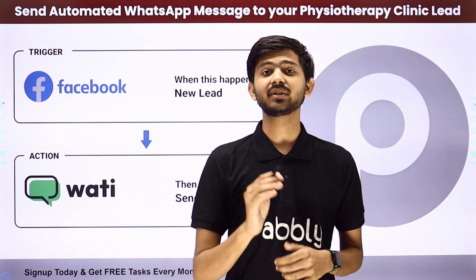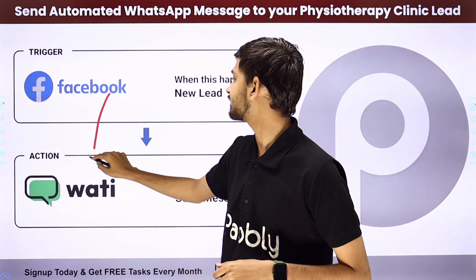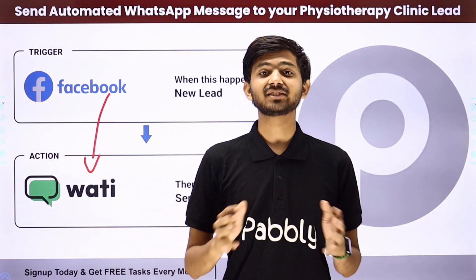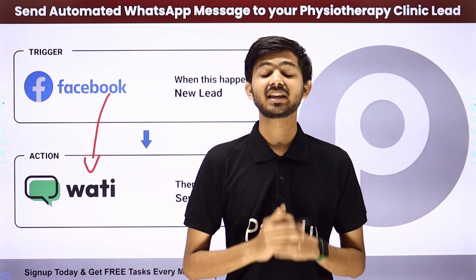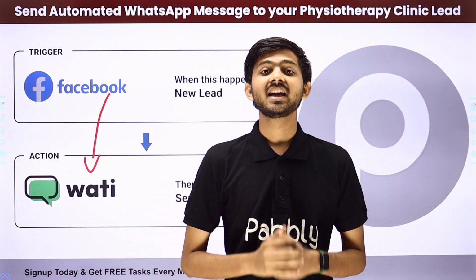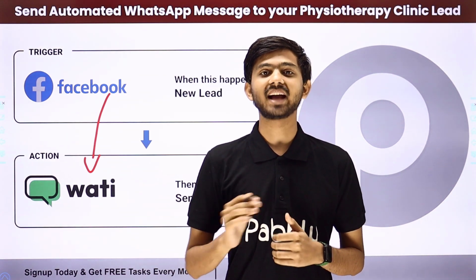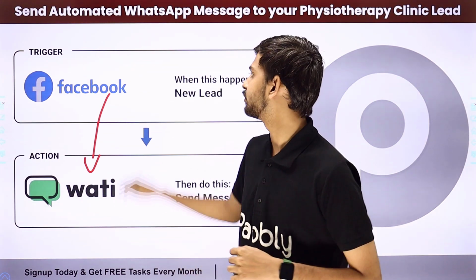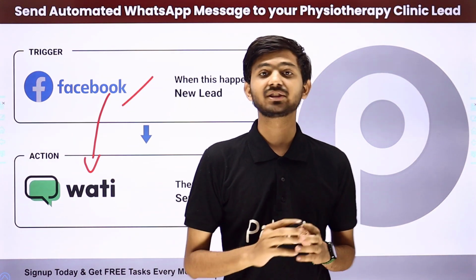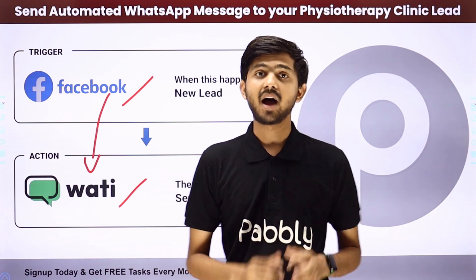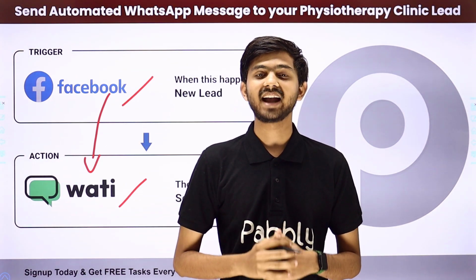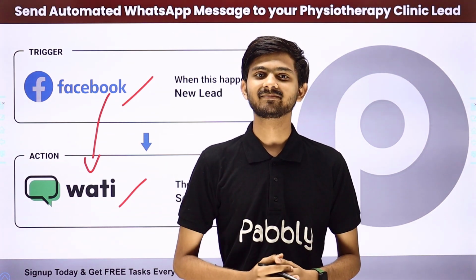So here I need to create a connection between Facebook Lead Ads and Vati. For creating this connection, I'm going to use Pabbly Connect, which is an amazing software for automation. In this, I'm going to use a trigger and an action. In the trigger application, I'm going to use Facebook Lead Ads. In the action application, I'm going to use Vati. So how am I going to create this integration? For that, let me take you to my computer screen.